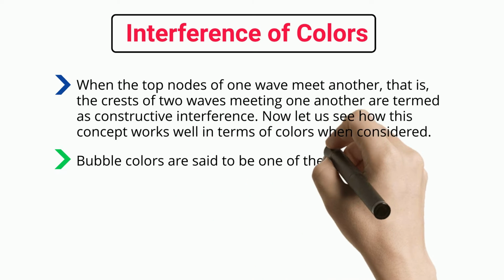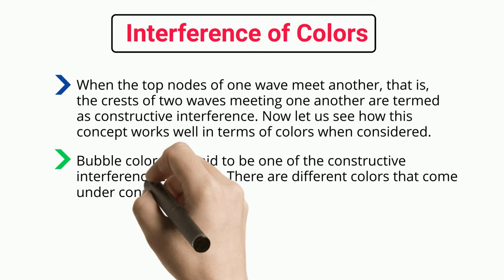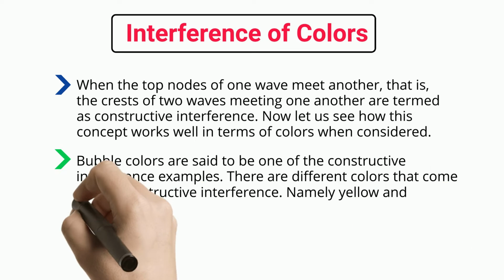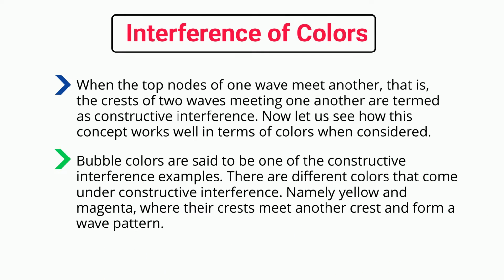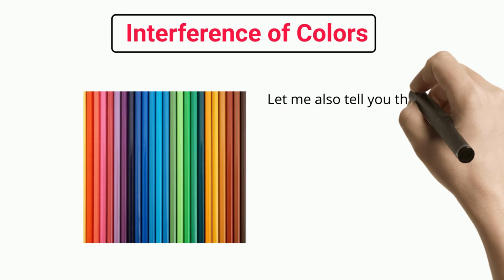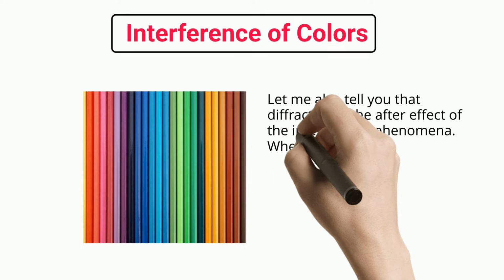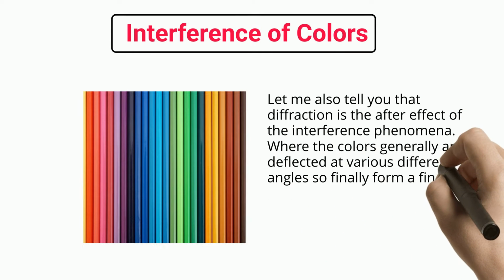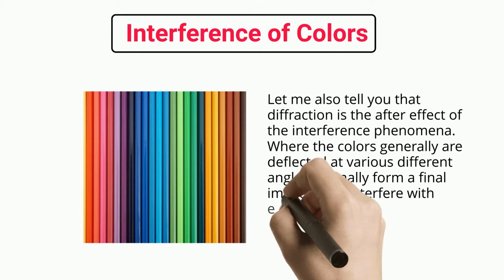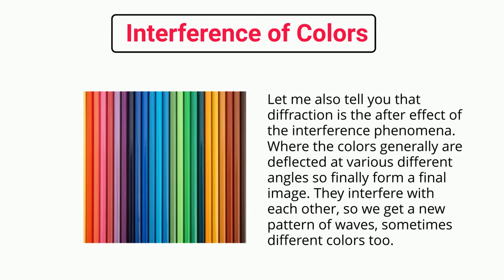Bubble colors are said to be one of the constructive interference examples. There are different colors that come under constructive interference, namely yellow and magenta, where their crests meet another crest and form a wave pattern. Let me also tell you that diffraction is the after effect of the interference phenomenon, where the colors generally are deflected at various different angles so finally form a final image. They interfere with each other, so we get a new pattern of waves, sometimes different colors too.